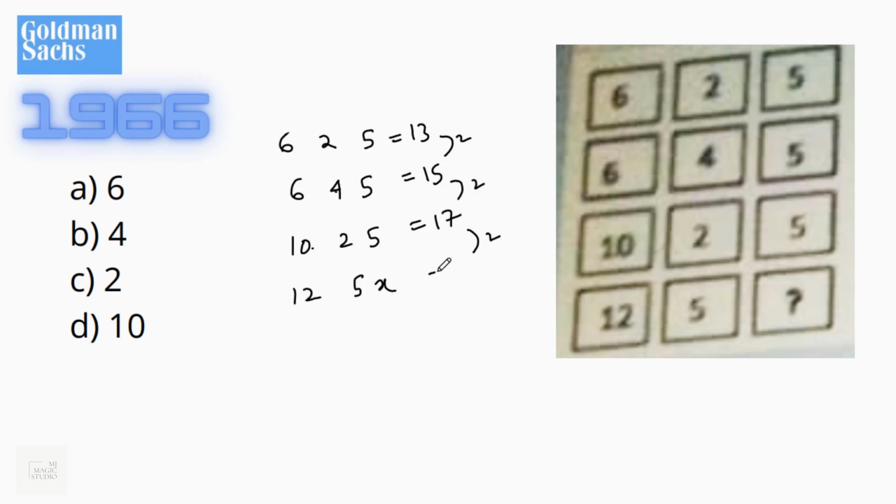Then if it also increases for the fourth one, it should be 19. That means 12 plus 5 is 17, plus X is 19. If X is equal to 2, then this format of an increasing AP with common difference 2 fits, when A plus B plus C equals D. Then D1, D2, D3, D4 are in AP. So X should be 2 in this particular puzzle.